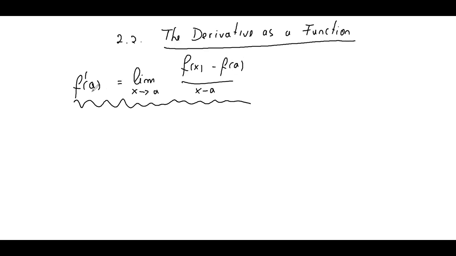Now, this derivative can be thought of as a function that maps each number a to whatever value we get for the derivative, or the slope of a tangent line on the graph above a. So this is a function, and this is called the derivative function.